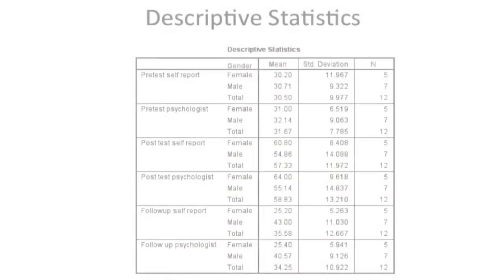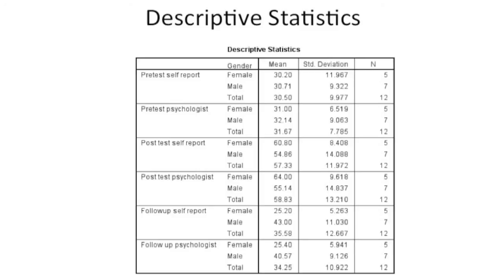You can see in the descriptive statistics that the mean and the standard deviations for each level of the independent variable for both males and for females. You can see that they're all provided. You may want to examine these means and standard deviations to see what's going on. So here I can see that post-test was rated highest by the self and the psychologist for both males and females. There also seems to be some difference in variability, with males having a higher variability in their scores than females.